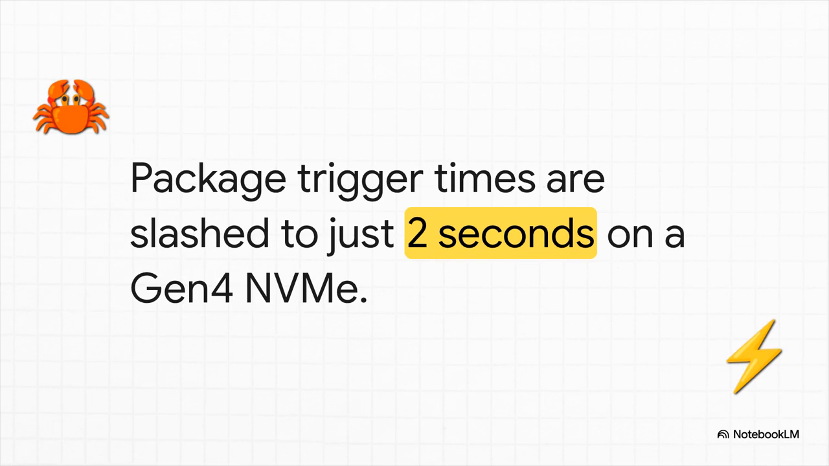But it's not just about creating the files. An update also requires triggers, things like building plugin registries. Because of intensive Rust optimizations and parallelizing tasks, the execution time for these triggers has been completely slashed. Stuff that might take minutes on an older hard drive takes literally 2 seconds on a Gen 4 NVMe. It makes the entire update process feel subjectively instantaneous to the user.